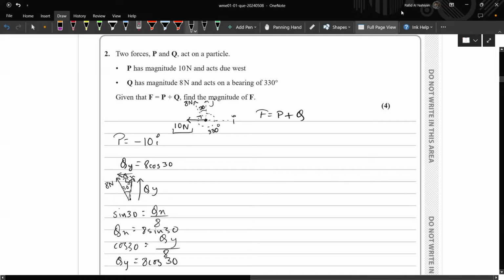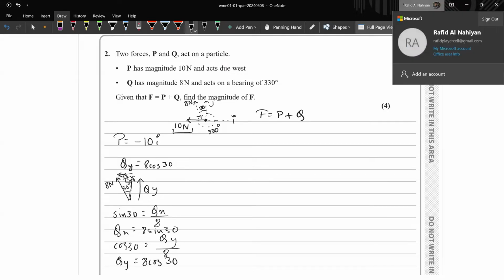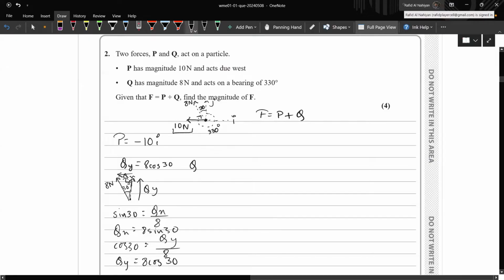Okay, now what I'll do is, I've got QX and QY, so now I actually have to find out the vector Q. How do I do that? Well, vector Q is essentially in the IJ form. In the IJ notation, how can I write this down? I could write this down as 8 cos 30I. And there's going to be a minus because we're going to the left.